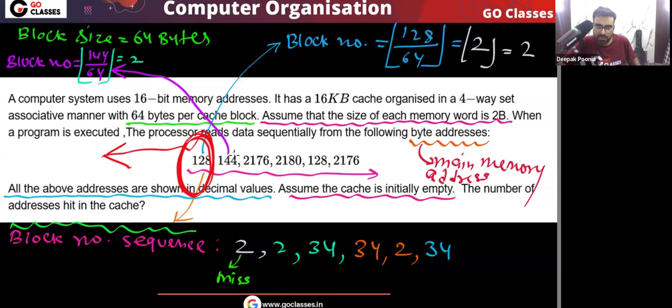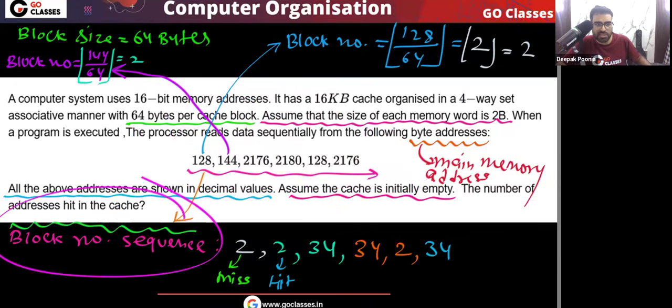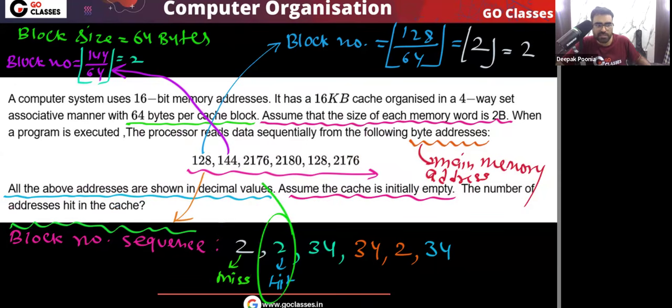Now the next time when the CPU generates this address 144, there will be a cache hit, because this address belongs to block number 2, and block number 2 is already present in the cache memory. So this will be a hit. Remember, this is the benefit of converting this byte address sequence, or main memory address sequence, into a block number sequence. Now you can see the benefit. This is a miss, but then there is a hit. Next, this is a miss.